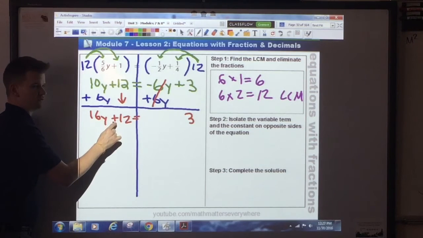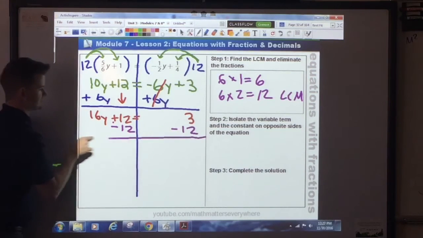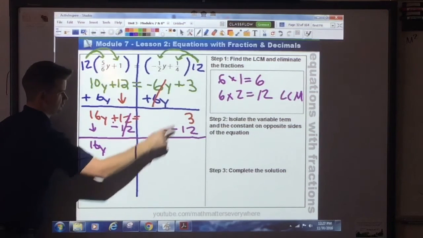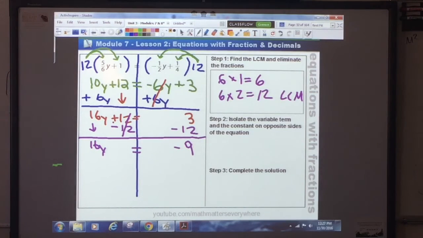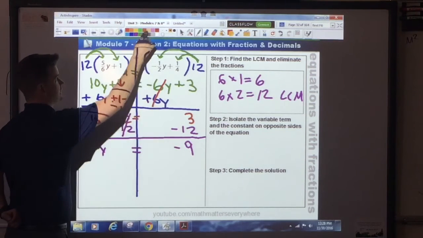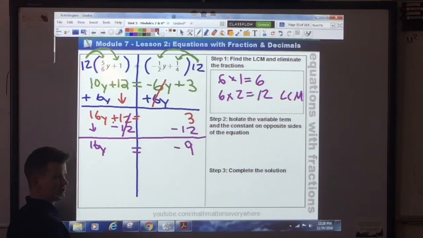What's the inverse of a positive 12? Negative 12. So I subtract 12. I subtract 12. Next line, work from left to right. You bring down the 16y. Those will cancel. Equals 3 minus 12 is negative 9. Now that you're here, now is when you divide. When you have a variable term with a coefficient on one side by itself, you have a constant on the other side by itself, this is when you divide out that coefficient. So we're going to divide both sides by the coefficient. Mr. West, what's the coefficient? It's the number next to the variable.